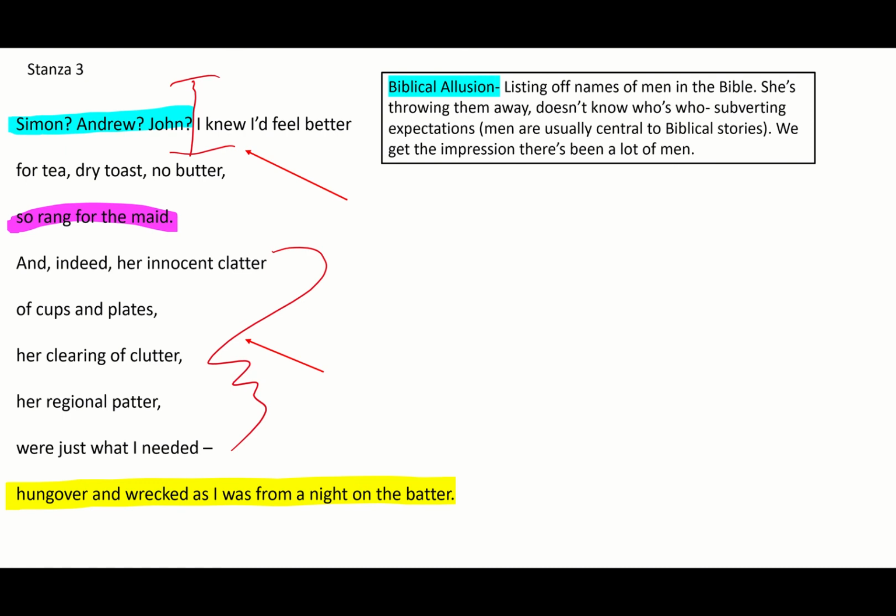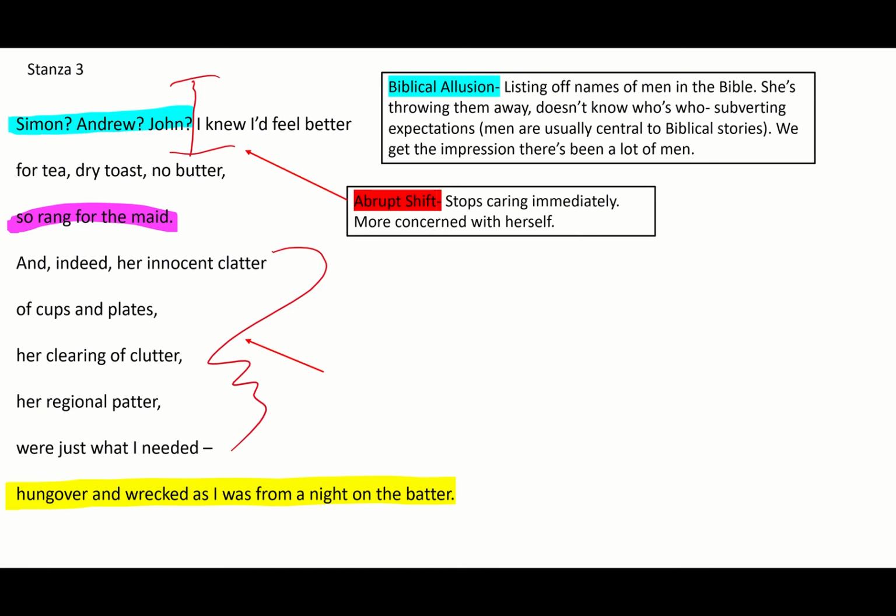And we also get an impression that there's been a lot of men. If she can't remember his name, we get this impression that she's been with a lot of men. And it's interesting how we're supposed to respond to that, because modern societal expectations and even biblical societal expectations, we're going, oh no, that's not good, what a slut. But do we have those same expectations for men? And the answer is no, right? So it's important how we register, the way we respond to this.